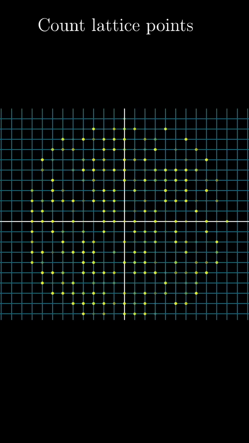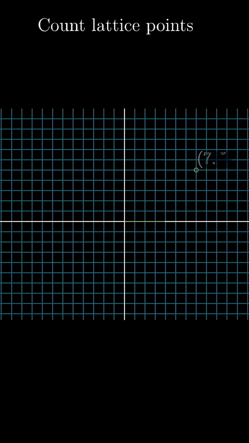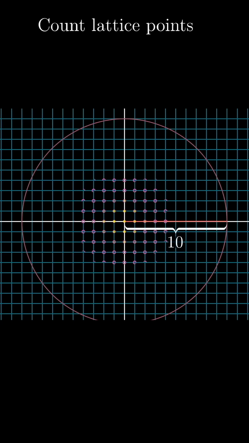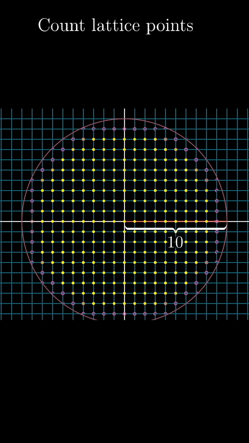When I say lattice point, what I mean is a point (a, b) on the plane where a and b are both integers, a spot where the grid lines here cross. If you draw a circle centered at the origin, let's say with radius 10, how many lattice points would you guess are inside that circle?